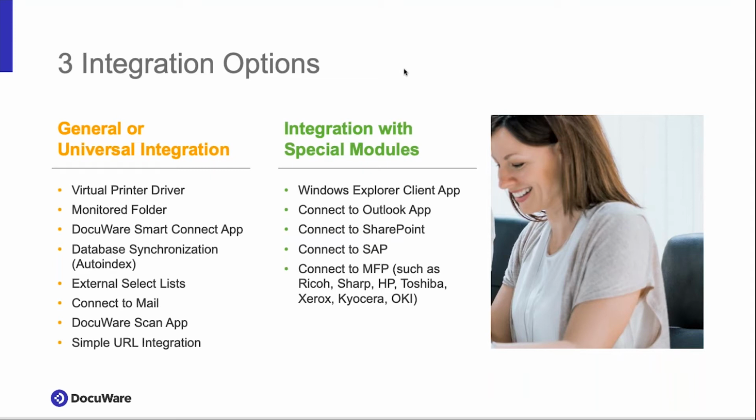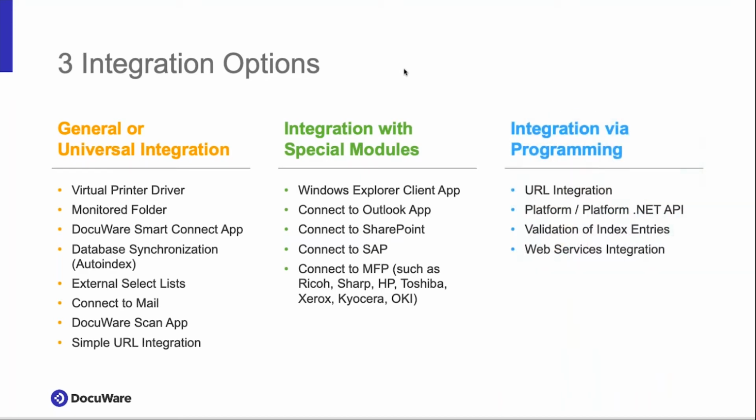The Microsoft Outlook app, of course, SharePoint, SAP, connect to multiple multifunction devices out there, which is at the moment developed by our multifunction partners. And then through programming things become a little bit more interesting. The DocuWare URL integration, once again mentioned here, because that of course can be specialized integration. We can do development through the platform or .NET API, and we can do validation of index entries to databases. And then also fitting in here is our web services integration to be able to publish to existing web services. And we'll take a look at that in a bit more detail as well.